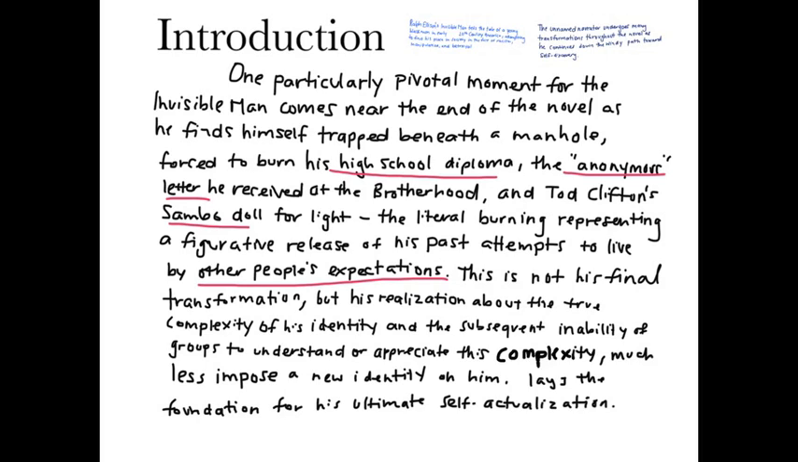Next, in my introduction and my thesis really, I say, this is not his final transformation, but his realization about the true complexity of his identity and the subsequent inability of groups to understand or appreciate this complexity, much less impose a new identity on him, lays the foundation for his ultimate self-actualization. And so here's where I address the part of the prompt that asks me to discuss the overarching theme of the novel. And in Invisible Man, it really is this idea of a complex identity and discovering your identity for yourself.